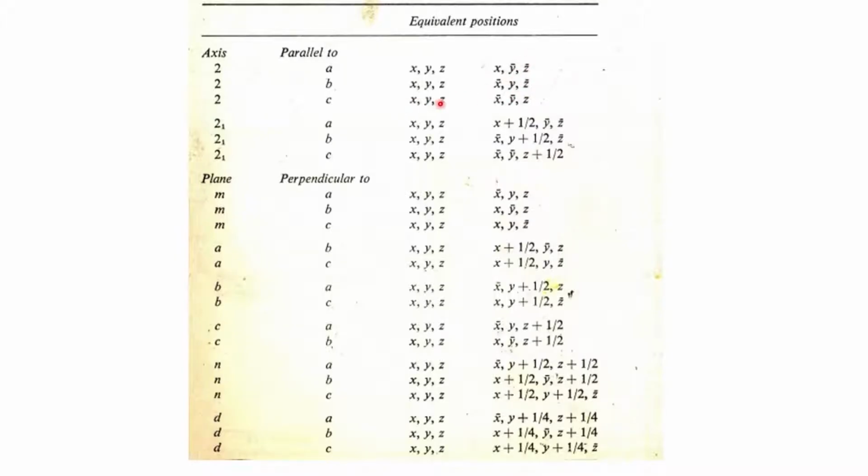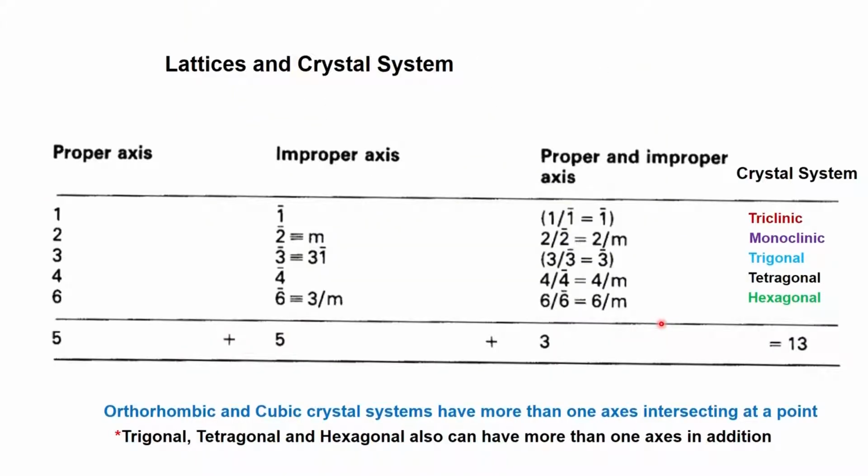And if the 2-fold axis is parallel to c, we get x, y, z and x bar, y bar, z. I am not introducing the concept of ABC at this moment, because we are yet to define the concept of a unit cell, and that is something which we will take up next, and then we will be referring back to this particular slide again, and then we will see how these operations develop.